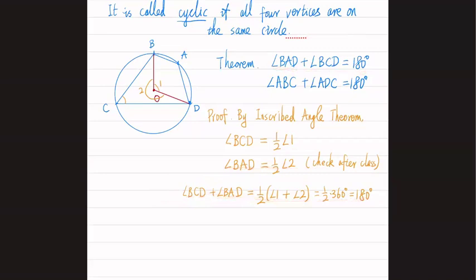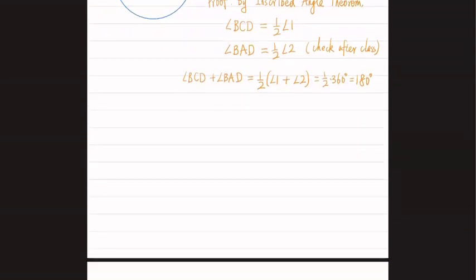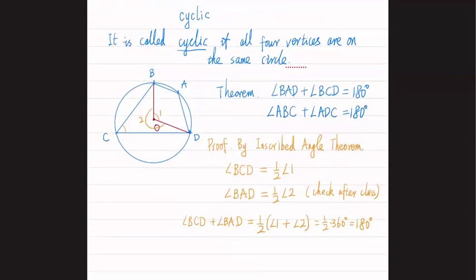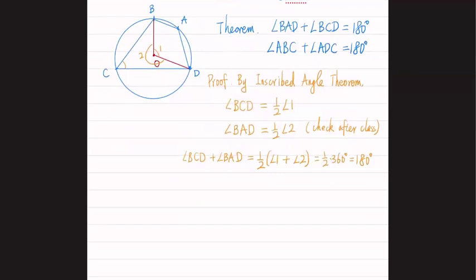That means the summation of the 2 opposite angles of a cyclic quadrilateral is always 180 degrees. The summation of these 2 is also 180 degrees. So this is an application of our inscribed angle theorem. Next, we'll consider the intersecting chords theorem.